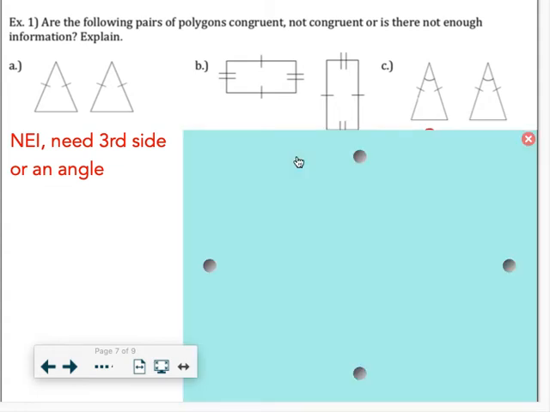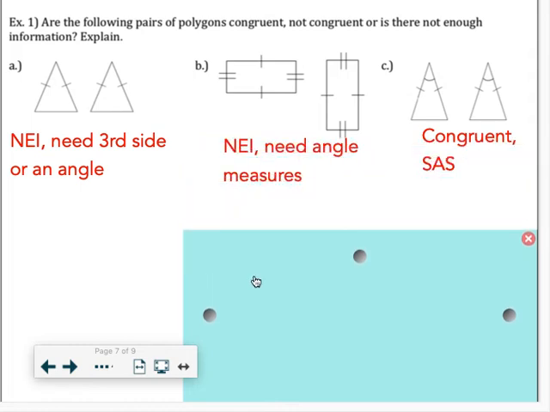Now on B, this is a tricky one. They sure do look like they're congruent, and the sides are marked, but this is a quadrilateral. We have to have angles marked here. Our shortcut of side, side, side only works on triangles. So we have to have angles and sides if it is a polygon bigger than a triangle. On C, these are congruent by side, angle, side.